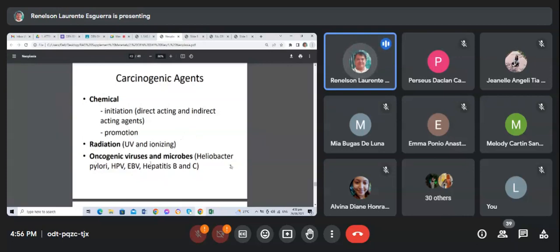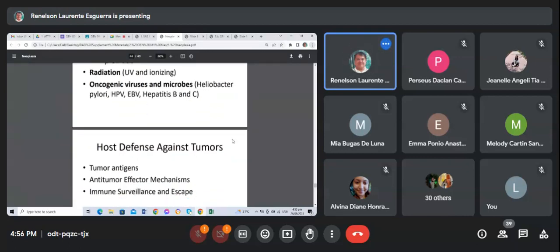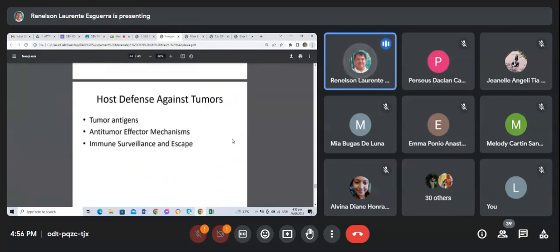So you have oncogenic viruses and microbes. Microbes will be the Helicobacter pylori. This is implicated in duodenal and gastric ulcers. HPV, the human papillomavirus, Epstein-Barr virus, hepatitis B and C for the liver. There are host defenses against tumors, but most of them are overwhelmed. So they try at first to fight off cancer, but they are overwhelmed by the cancer.